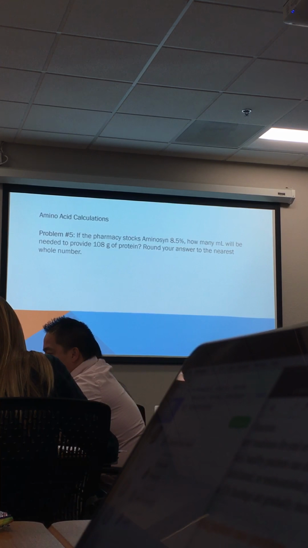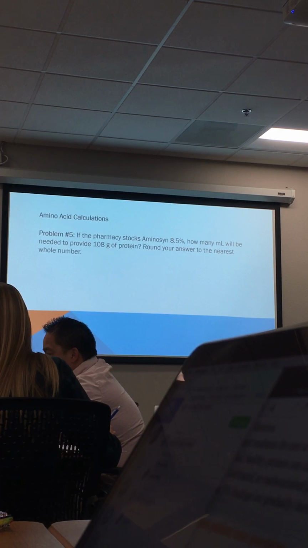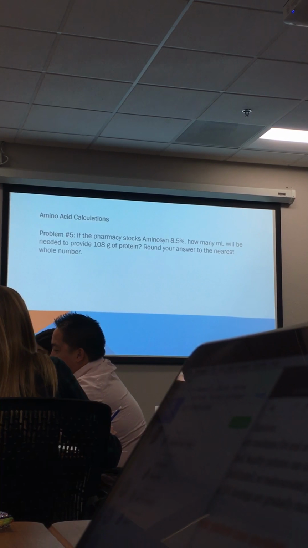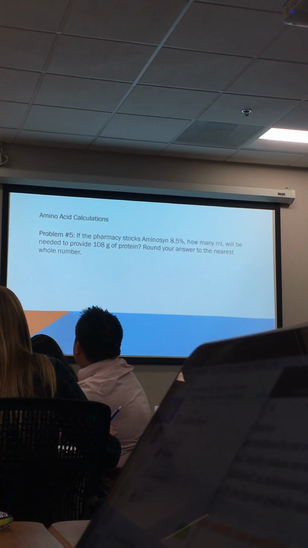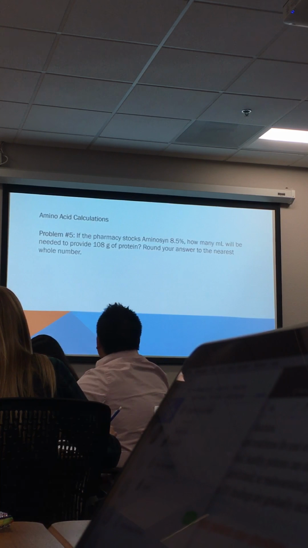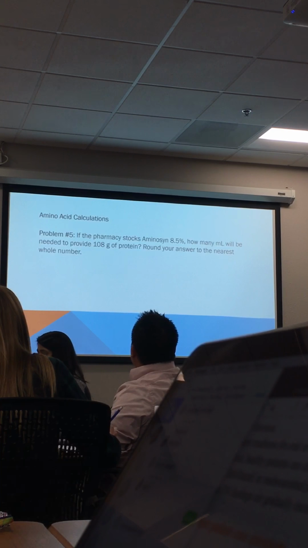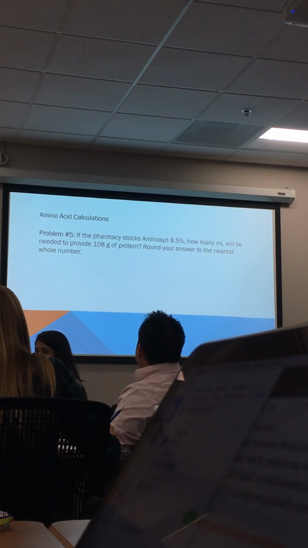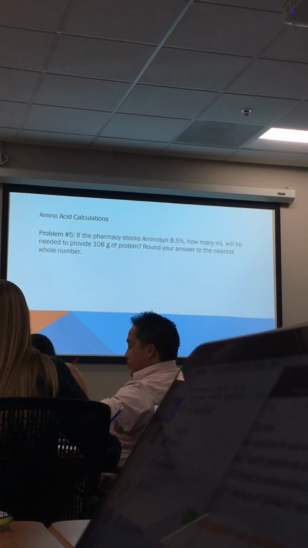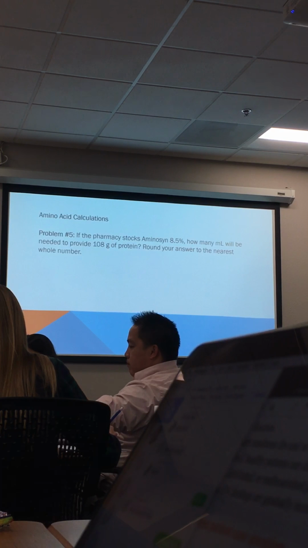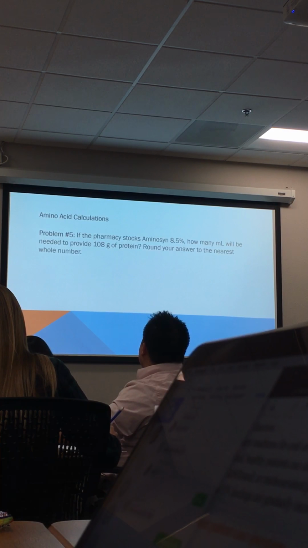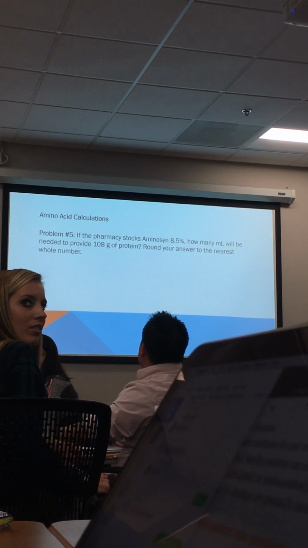What does that mean? This is amino acid, actually it's a protein calculation. So for this one, this is the product Aminosyn. From the name, you know that is for protein, right? And then they give you a percentage. And the question asks how many milliliters will be needed to provide 108 grams of protein. So this is just a percentage given.